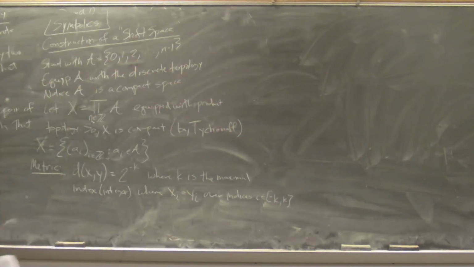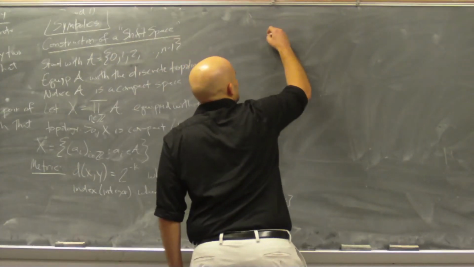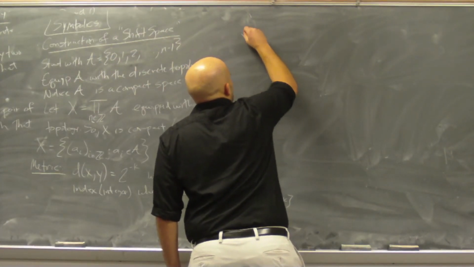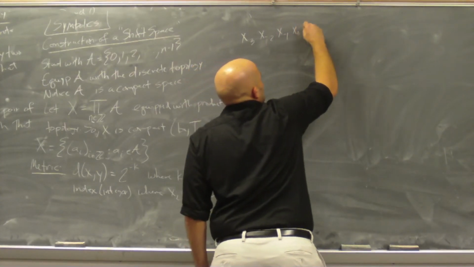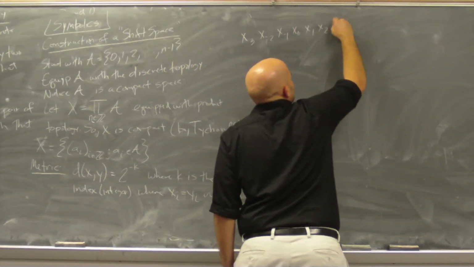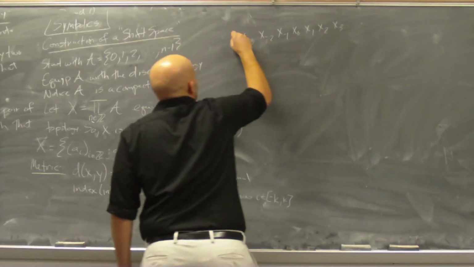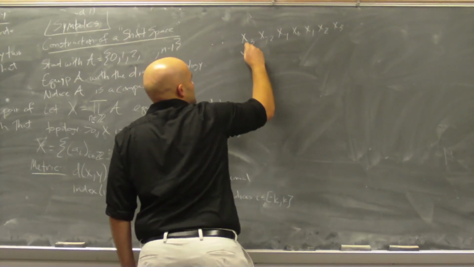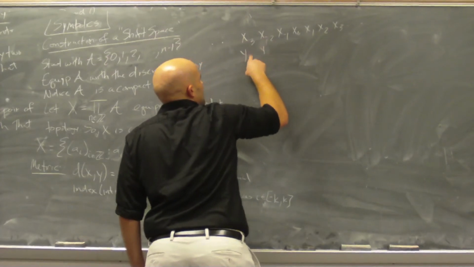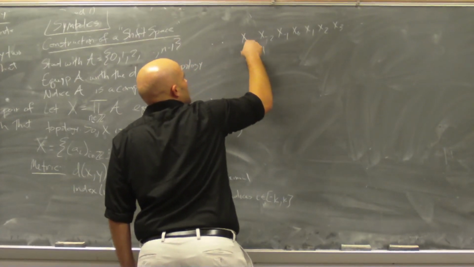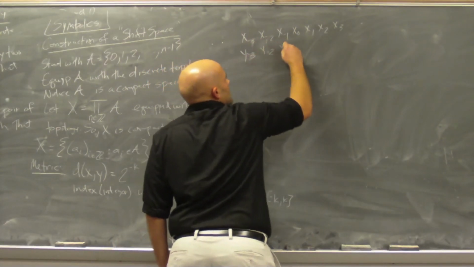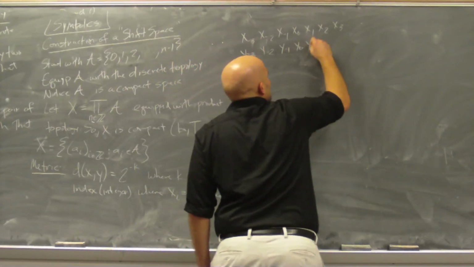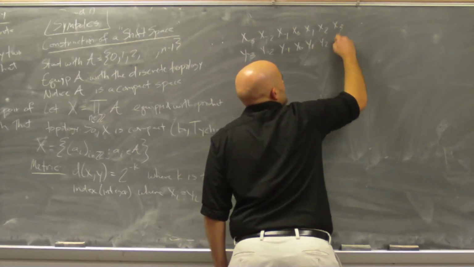So essentially all you do is compare 2 sequences together. Let me give you a picture here. We're going to have x_-3, x_-2, x_-1, x_0, x_1, x_2, x_3. We go infinite in both directions, and then we take another sequence, y_-3, y_-2, y_-1, y_0, y_1, y_2, y_3.